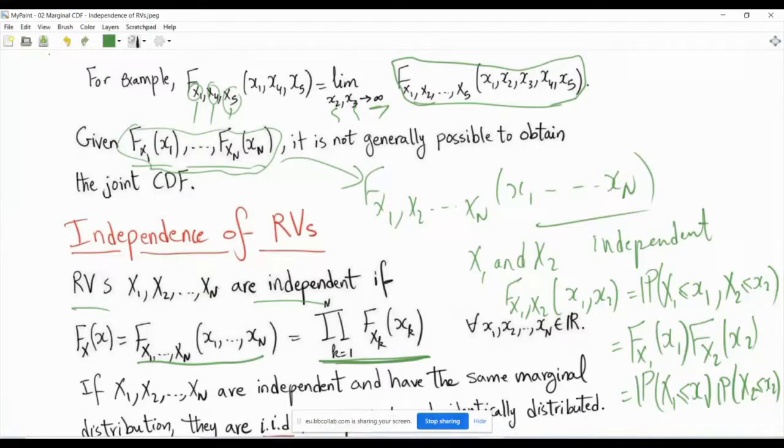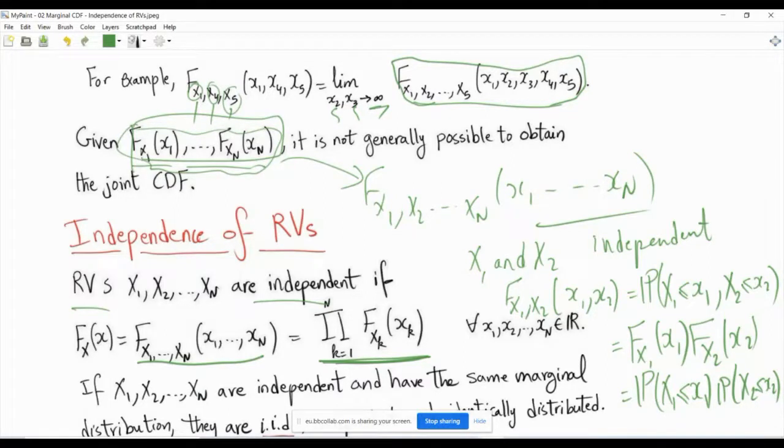And so you can see from the definition that if your random variables are independent and you know the marginal CDFs, you know the CDF of each one of those guys, then if you want to know the joint CDF, you simply take those individual CDFs and multiply them. And by multiplying them, you simply get the joint CDF. Okay. Otherwise, if you don't have this independence assumption, then you cannot obtain the joint CDF from the marginal CDFs.